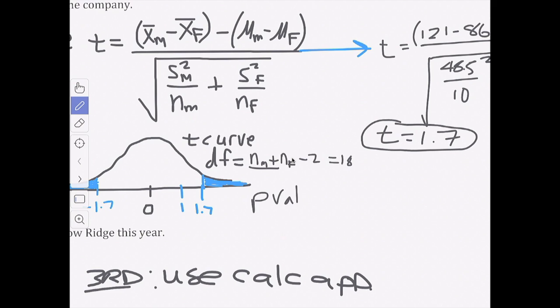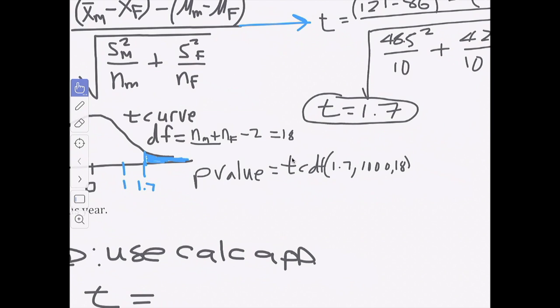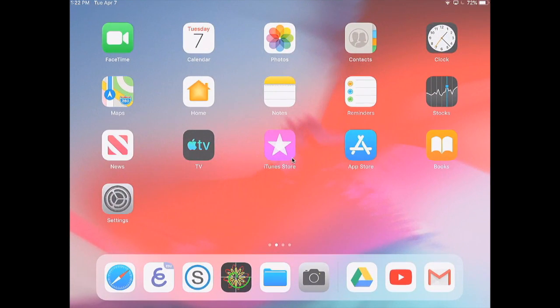So the p-value would end up being worth tcdf from 1.7 to 1,000 standard deviations with a degree of freedom of 18. And then you would take that number and multiply it by 2. Since we're doing a two-sided test, we have to double the amount of probability. Once that's done, well, I'll show you on the calculator.